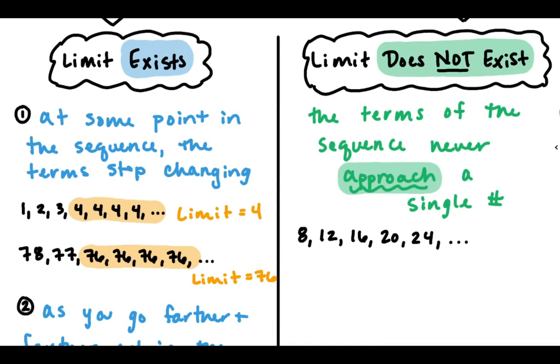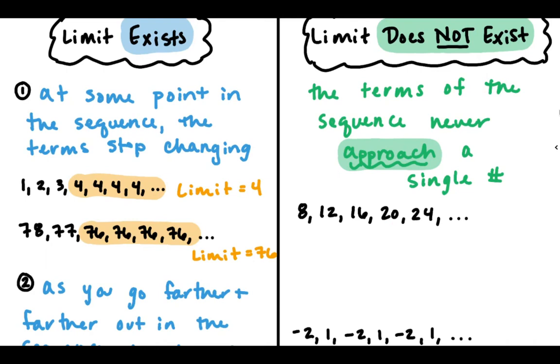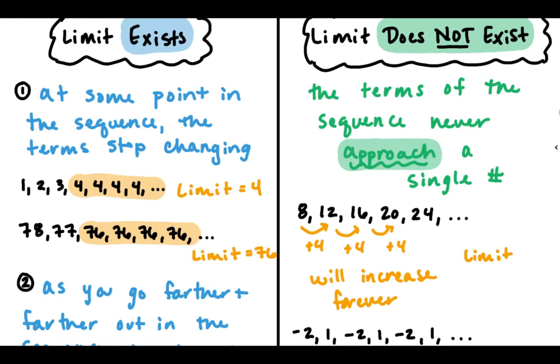So let's look at our first example here. 8, 12, 16, 20, 24. So we might see that this is a plus 4 arithmetic sequence. So every time we're adding 4, which means this sequence is going to increase forever. The terms of this sequence are just going to get bigger and bigger and bigger, and they're never going to close in on a particular number. They're not going to hone in on a number. They're just going to keep growing. So we say the limit of this sequence does not exist. And usually we abbreviate does not exist as DNE. So we say the limit DNE.